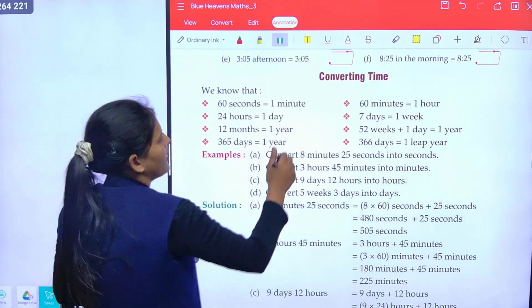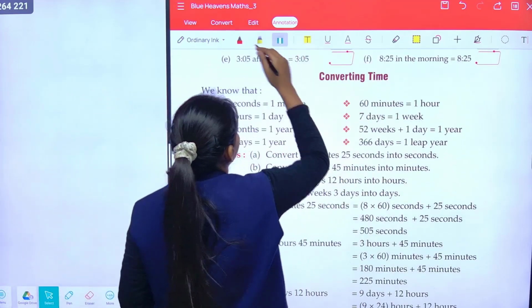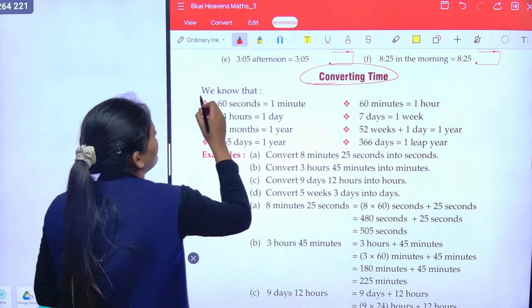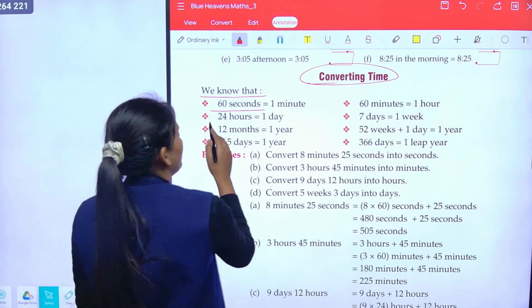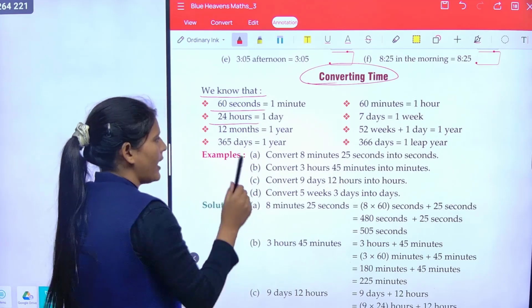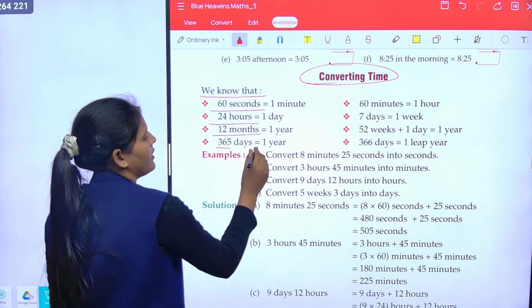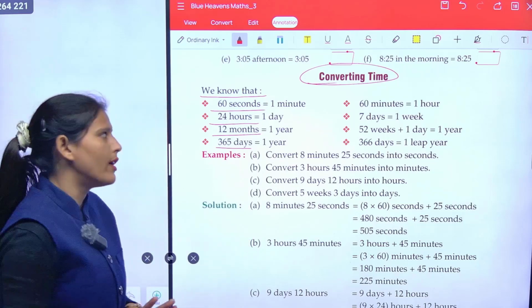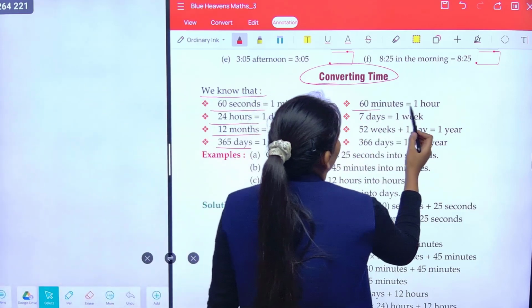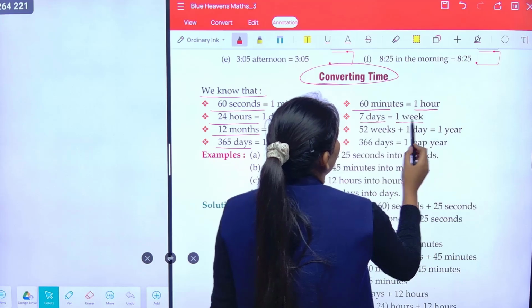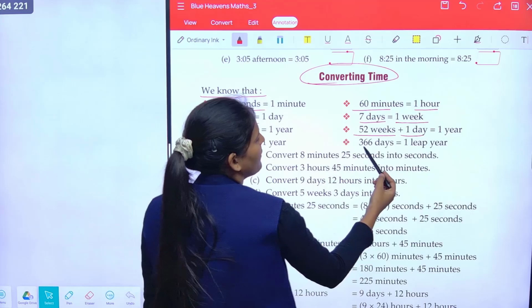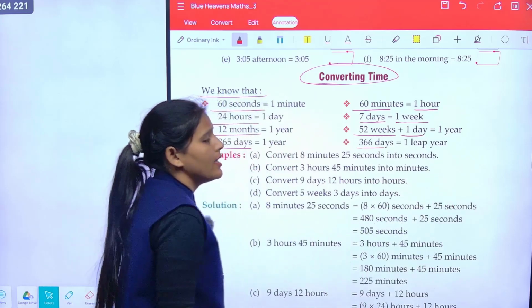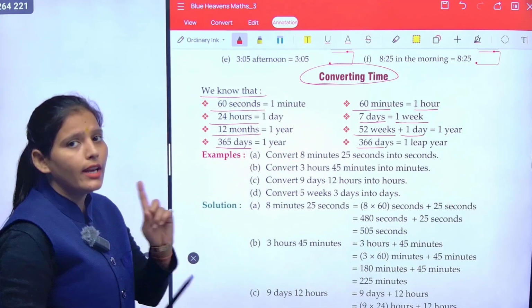Now converting time. We know that 60 seconds is equal to 1 minute. 24 hours is equal to 1 day. 12 months is 1 year. 365 days is also 1 year. 60 minutes is 1 hour. 7 days is 1 week. 52 weeks plus 1 day is equal to 1 year. 366 days is equal to 1 leap year.